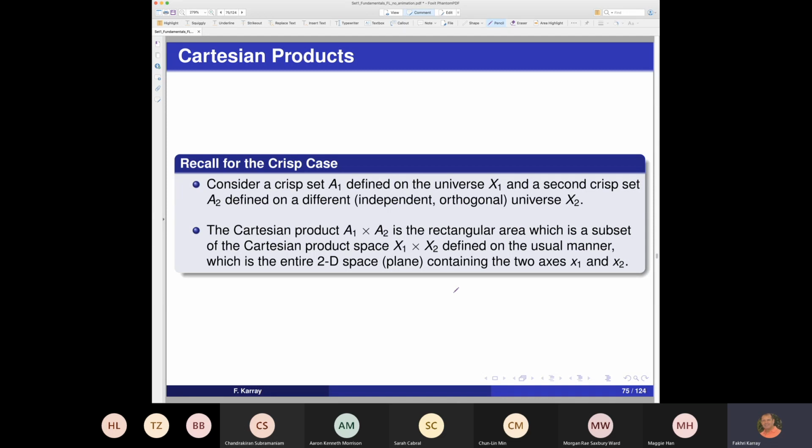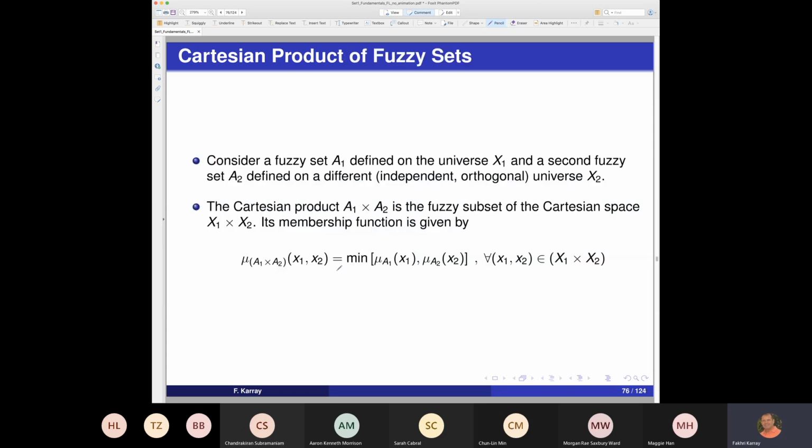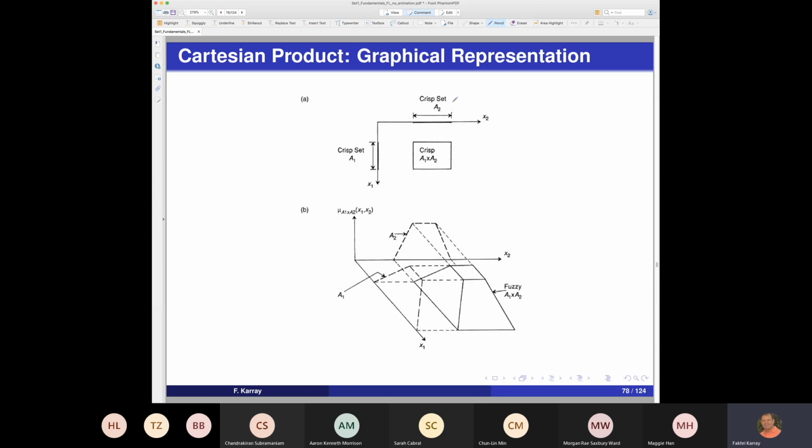So let's look. This is for the crisp case. Consider a crisp set A1 defined on the universe x1 and another set A2 defined on the universe of discourse x2. So the Cartesian product A1 cross A2 is the rectangular area, which is a subset of the Cartesian product space x1 cross x2, defined in the usual manner, which is the entire 2D plane containing the axes x1 and x2. So if we are designing our system within these particular sets, the relation between these crisp sets is going to end up with a certain type of representation within this crisp set A1 cross A2.